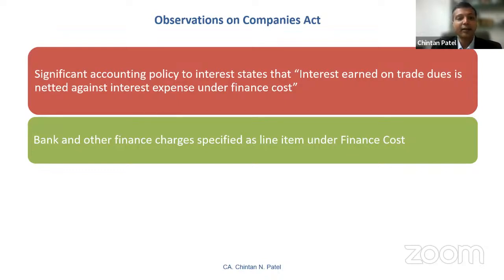Same way, bank and other financial charges, as I mentioned earlier. And for the first point, interest earned and interest expenditure is a point where you cannot net off income with expenditure. So grossing has to be provided. Interest expenditure, which is there under finance cost, and interest income should be part of other income. They both have to be disclosed separately. Both cannot be netted off.